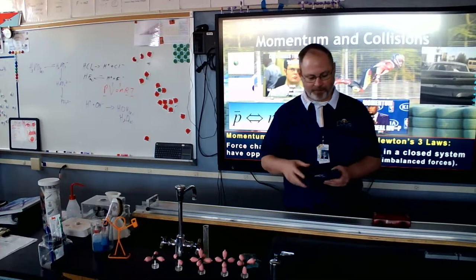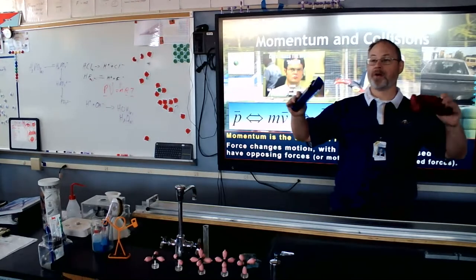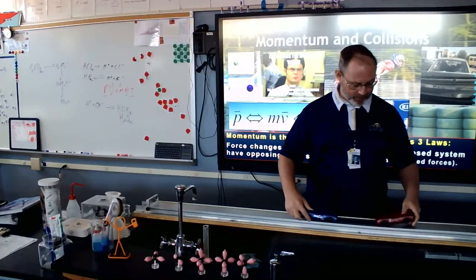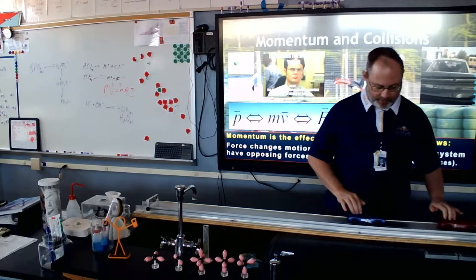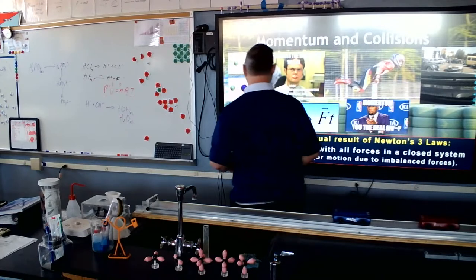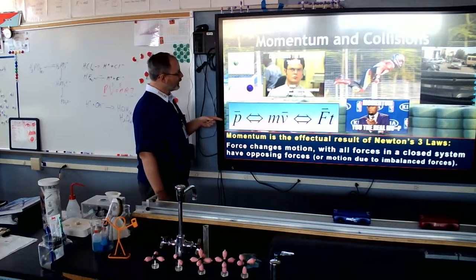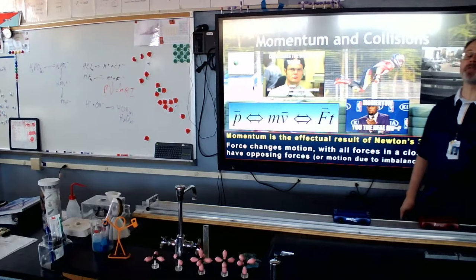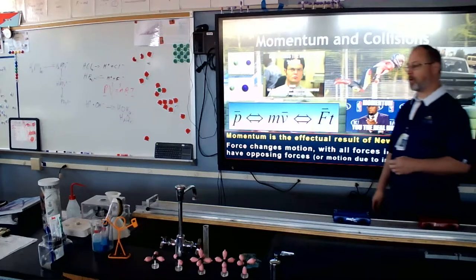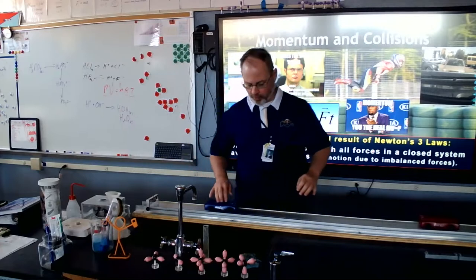These are like the cars you have. This was generation one. You have generation two. These are 250 grams instead of half kilograms. But momentum is a mass times a velocity. It is given the letter p, little p, and it's equal to mass times velocity, and it's also equal to force times time.